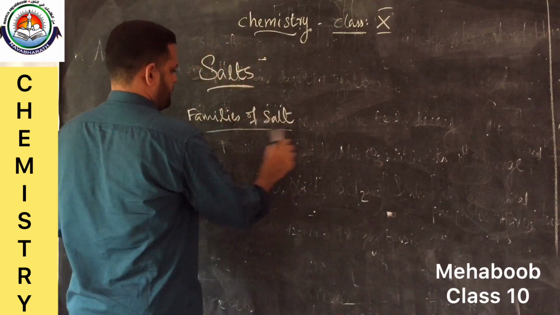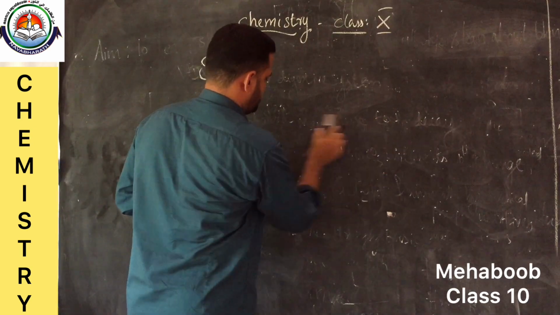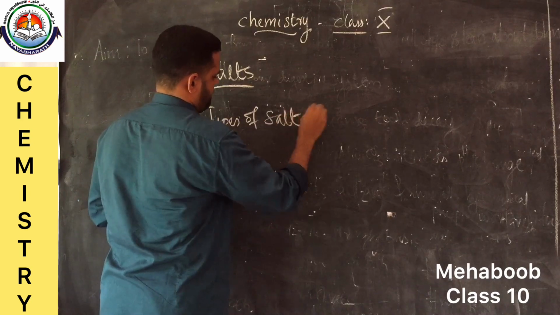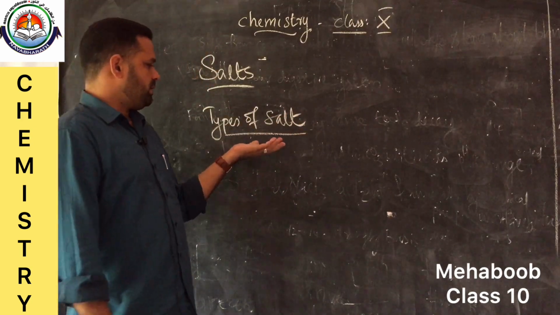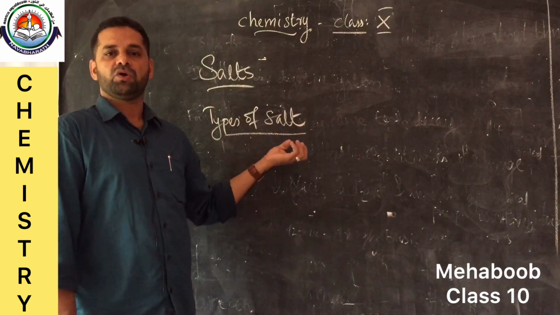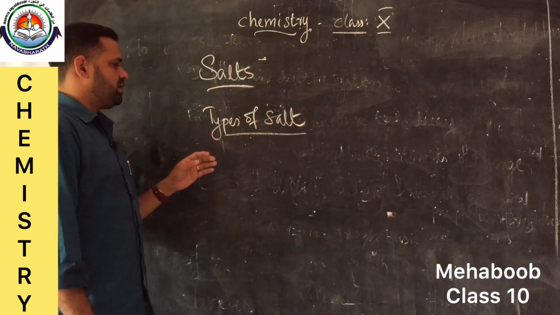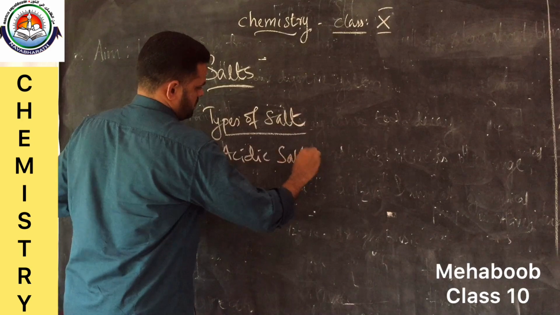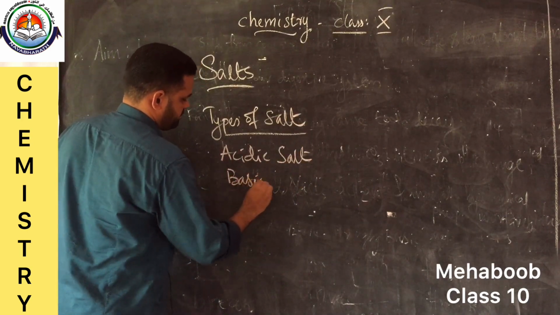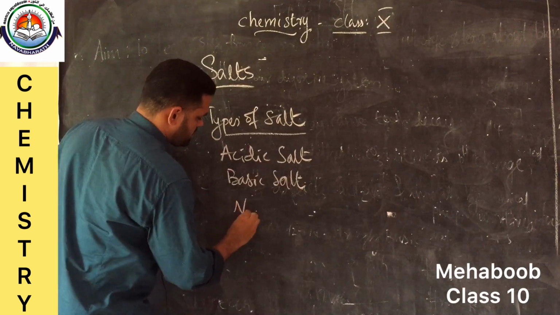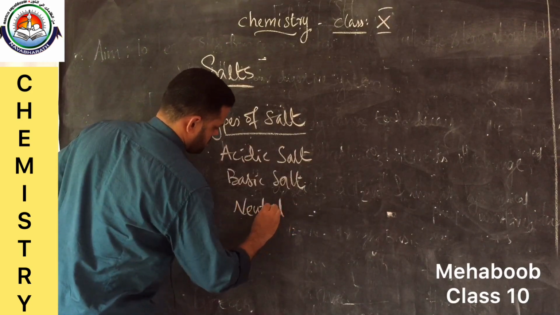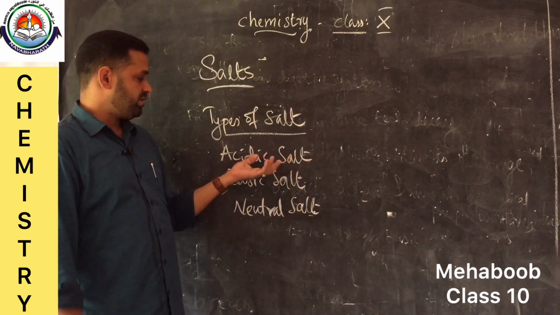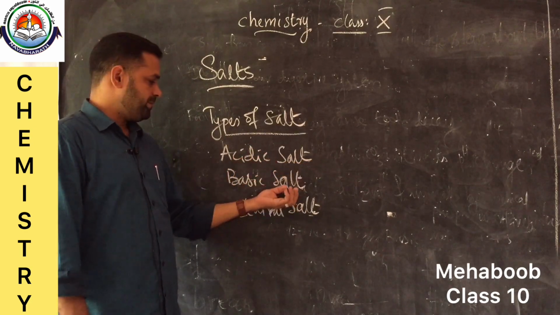Then, types of salt. On the basis of the pH of the salt solution, we can classify salts into acidic salt, basic salt and neutral salt.